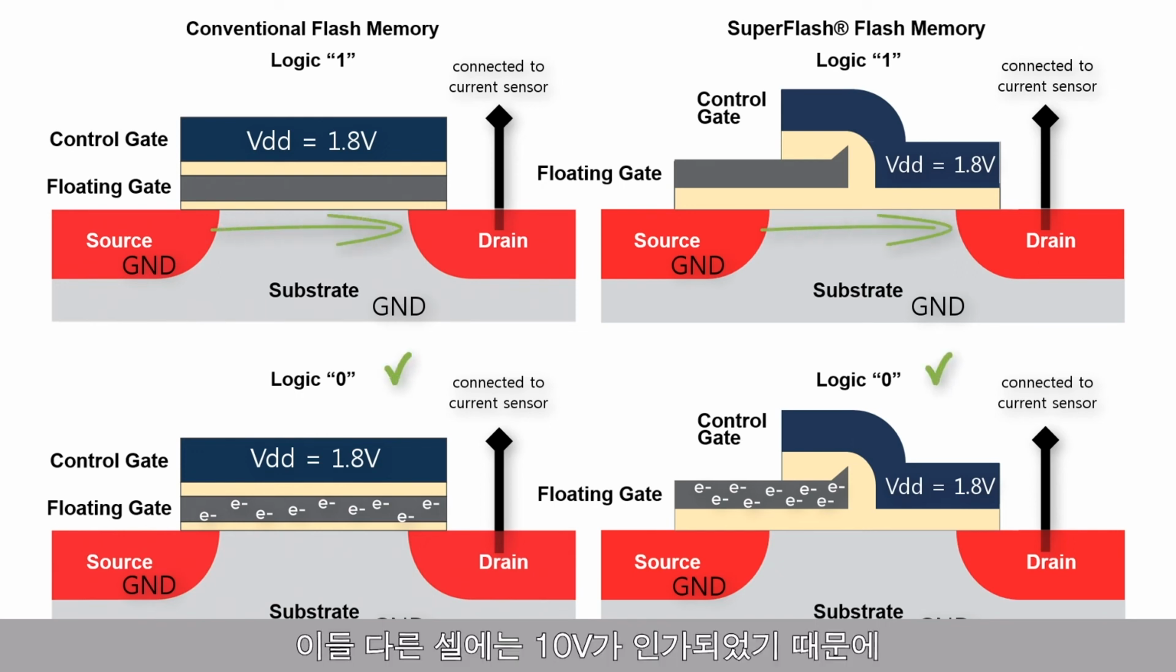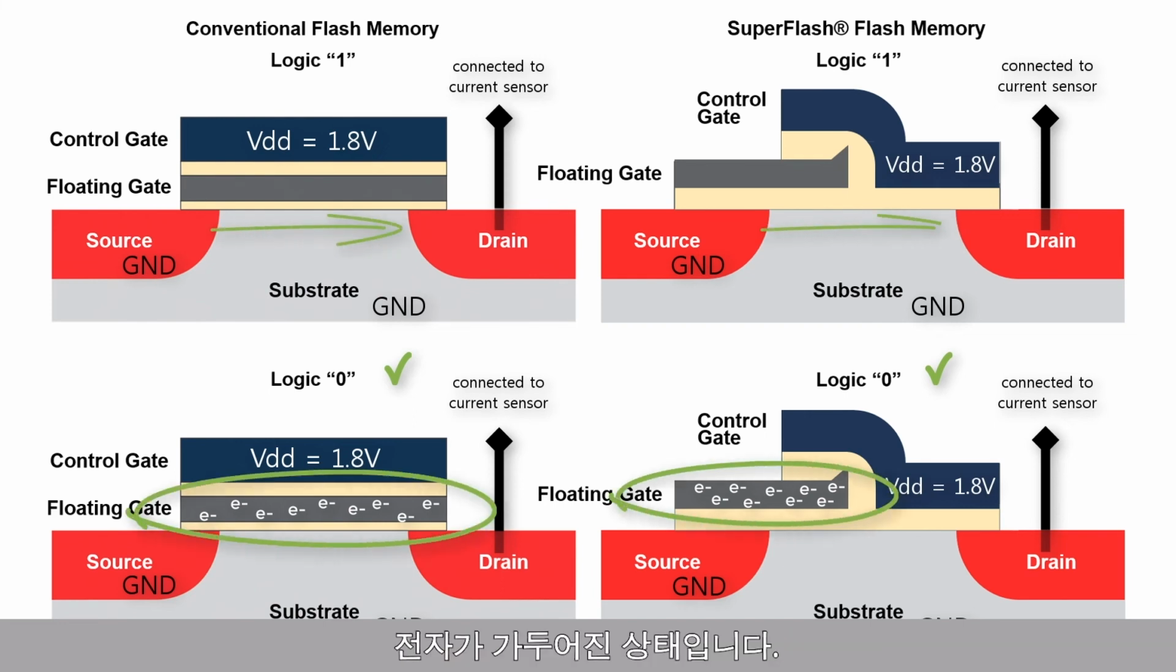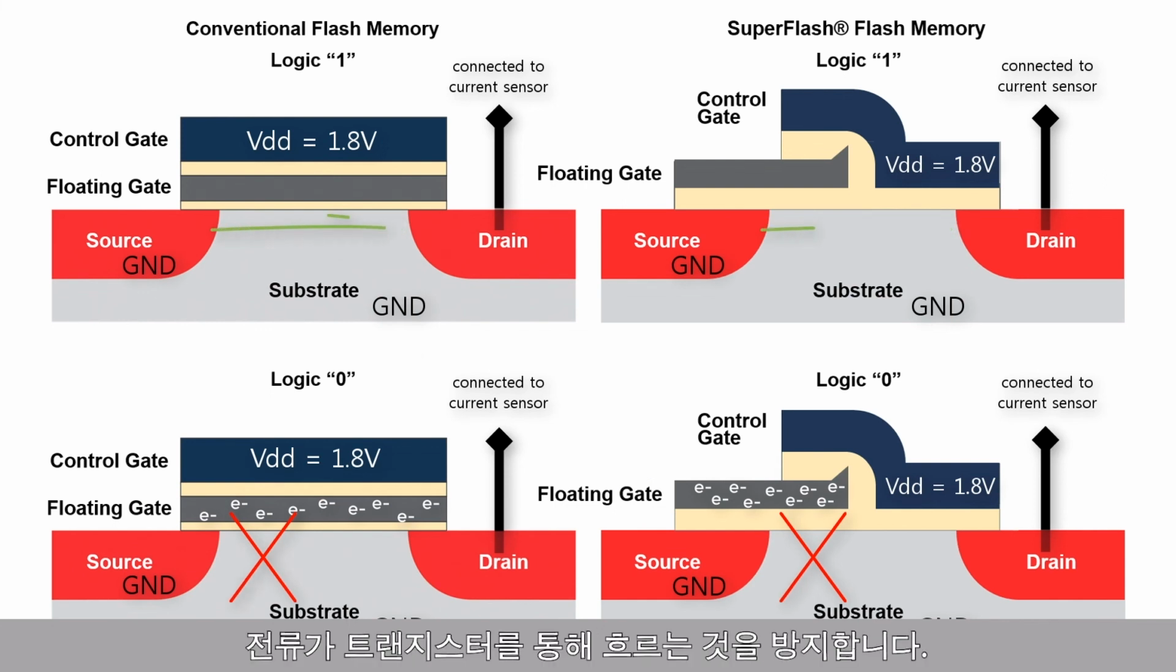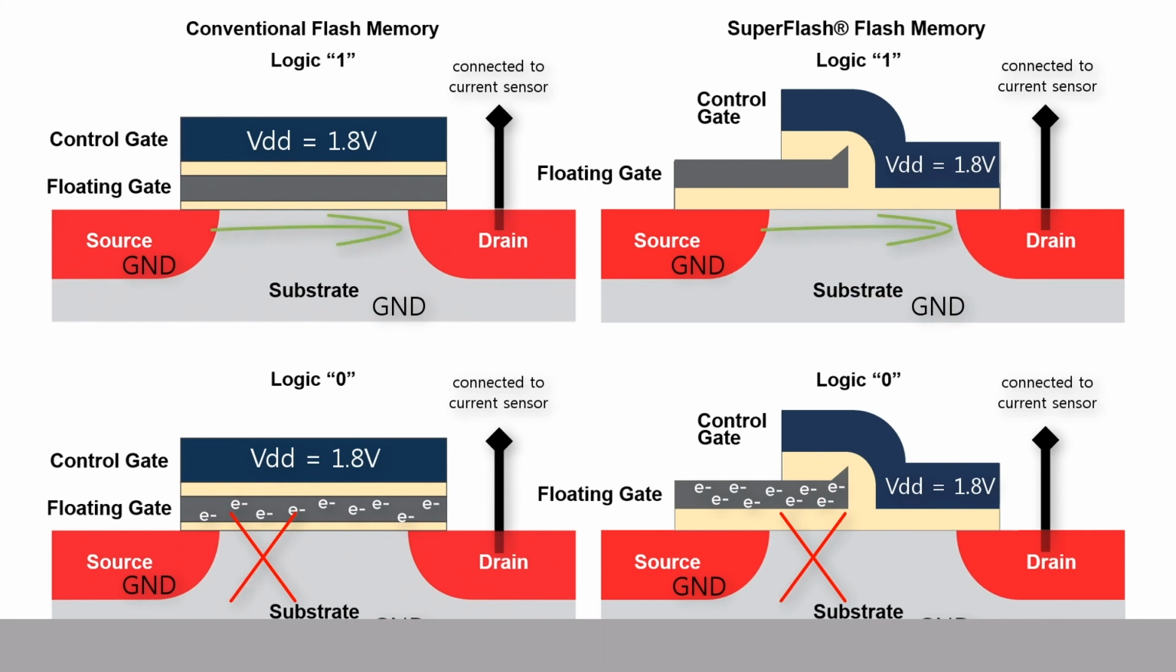These others did see the 10 volts, so they have trapped electrons. Those trapped electrons will block the gate voltage enough to prevent current from flowing through the transistor, and that lack of current will be read correctly as a logic 0.